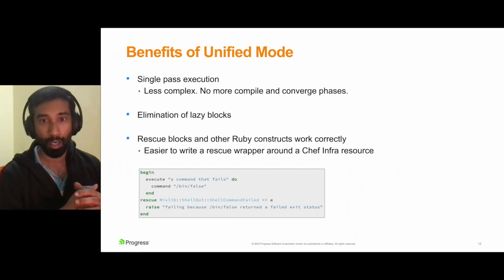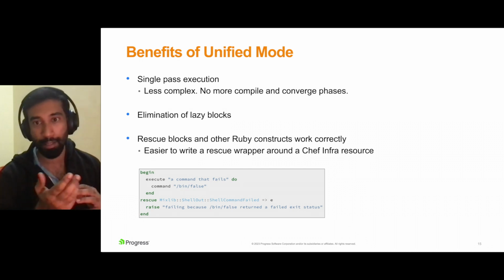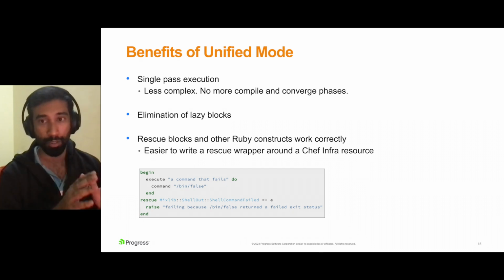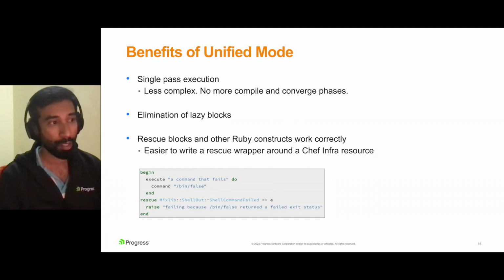For example, users can easily trap exceptions that arise from resources using regular Ruby rescue blocks. Users can factor in cleanup and retries with great control. This unified mode makes this possible.